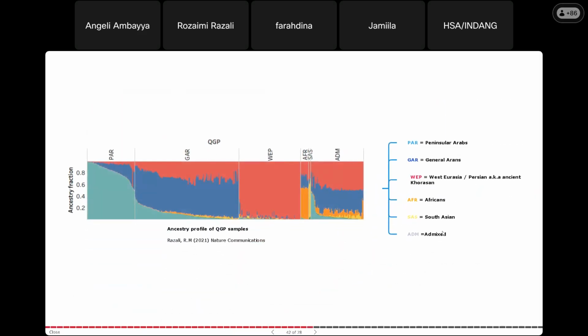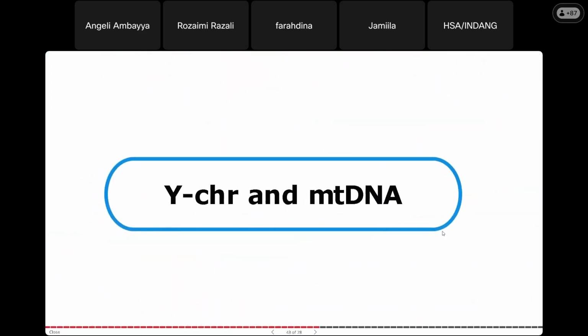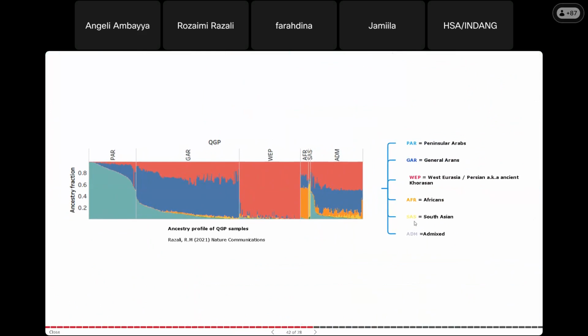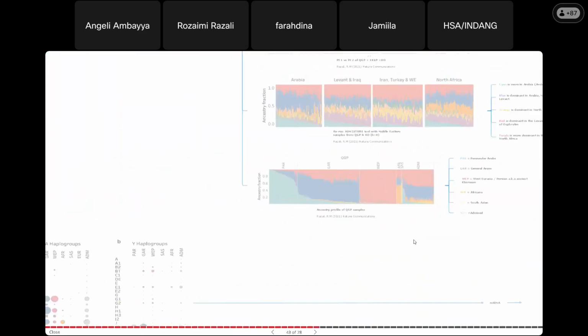So now we can identify, instead of calling them by colors, we can give them a name. The blue, we call them PAR or Peninsular Arabs. GAR are General Arabs, sorry for the typo. The red are West Eurasian or Persian, or we call it Ancient Khorasan. The orange are Africans, the yellow are South Asian, and the gray are ethnics. So from now onwards, I'll refer to them by their respective names: PAR, GAR, WEB, African, SAS, and ethnics.